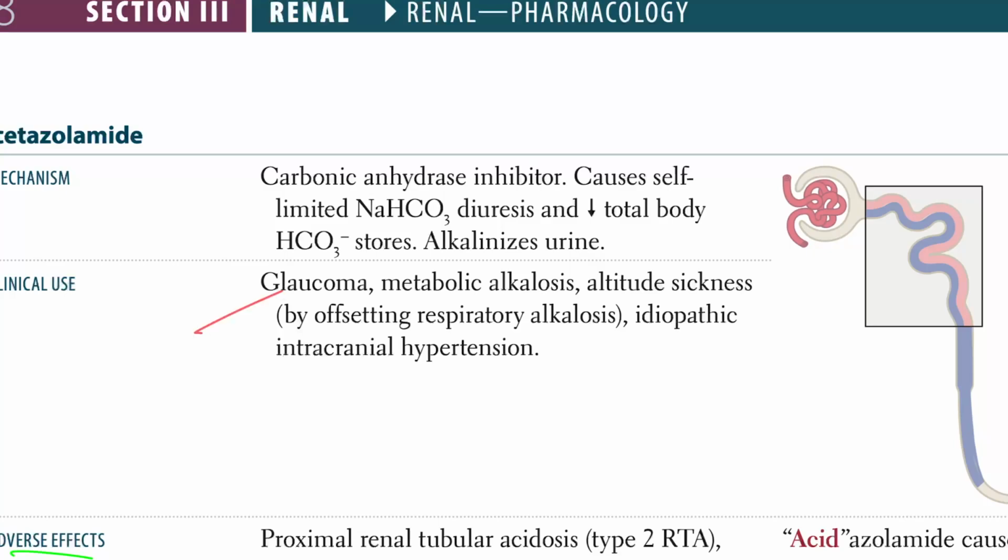We can use it in glaucoma. We can use it in metabolic alkalosis. What is metabolic alkalosis? Well, one of the adverse effects of this is causing acidosis. So we are using it in alkalosis to cause acidosis. We are using it in alkalosis so we can throw off all of the base in urine, so the body can become acidotic, or become neutral in pH, the opposite of alkalosis. We can use it in altitude sickness by offsetting respiratory alkalosis.